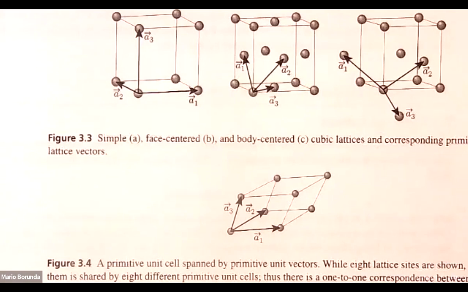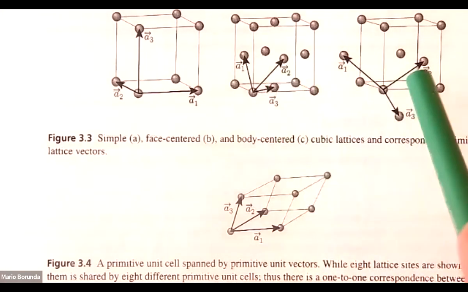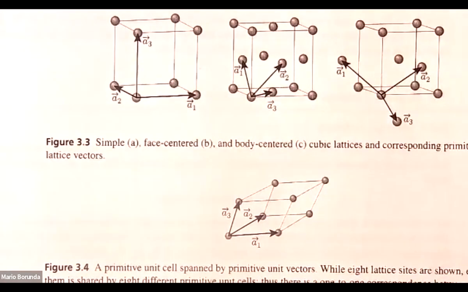We have the simple cubic, which is the one I just described, A1, A2, A3. Then we have the body center cubic and the face center cubic. So this is face center cubic, and this is body center cubic. And those would be the primitive vectors that tell you A1, A2, and A3 for each of them.